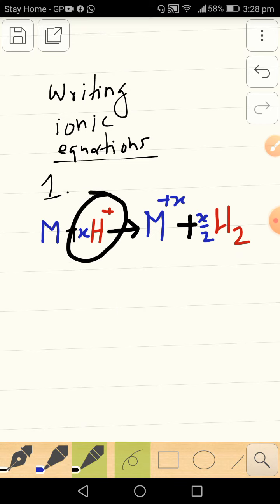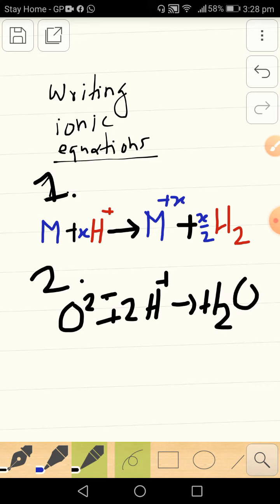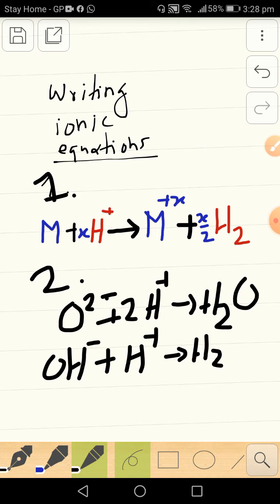The hydrogen ion came from the acid. Okay, all right. Number 2, the acid base reactions or neutralization reactions. We have already learned this in the first video, which is like the oxide ion would react with two hydrogen ions to form H2O. The hydroxide ion would react with one hydrogen ion to form H2O.